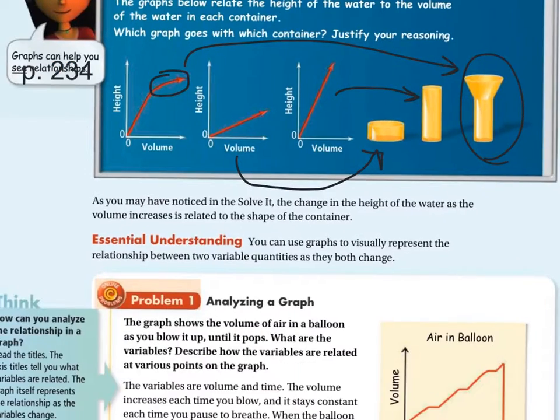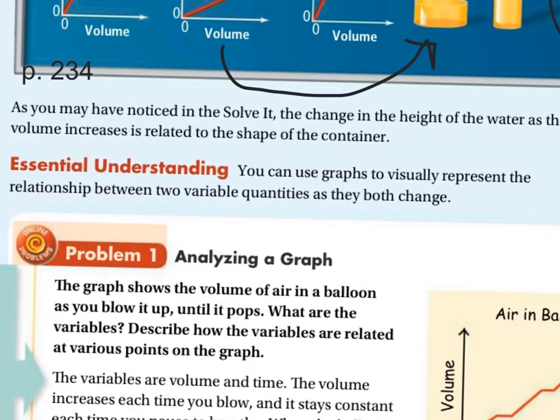So when we look at these, the book mentions how graphs visually represent a relationship between two variable quantities. So that's what we're going to be doing. Either they're going to give us a graph and we're going to analyze it, or they're going to give us a situation and say, draw a graph to represent this situation.